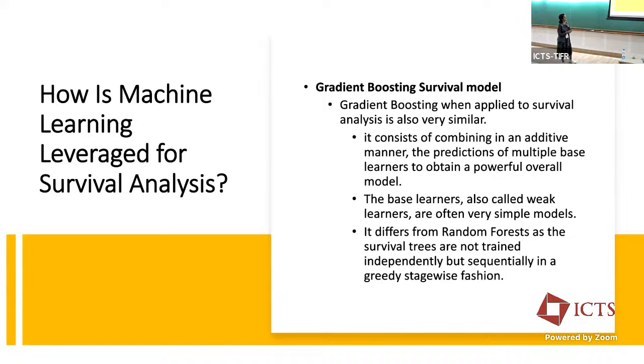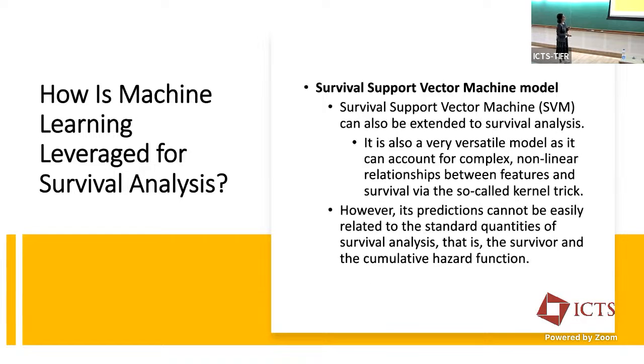This, when applied to survival analysis, is also very similar to the Cox-PH model and the random survival forest. Consider combining, in an additive manner, the predictions of multiple base learners to obtain a powerful overall model. We normally have the gradient boosting classifier and regressor, and so we also have the survival one. The base learners are also called weak learners, often very simple models which you can integrate together. It differs from random forest as the survival trees are not trained independently but sequentially in a greedy stage-wise fashion.